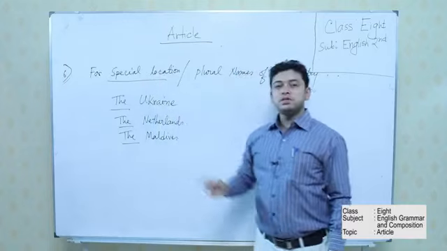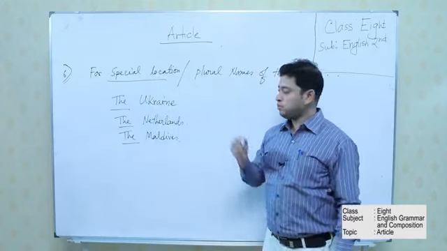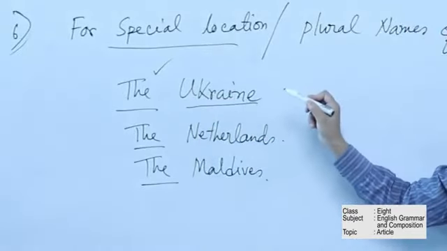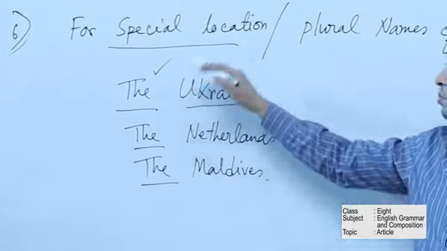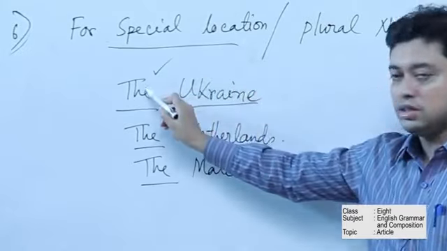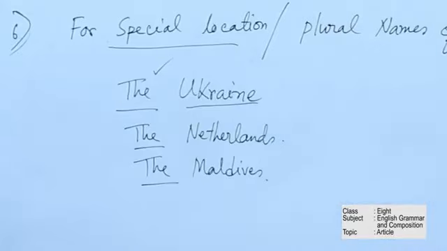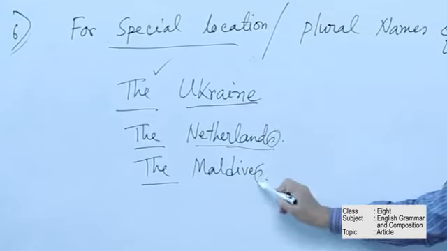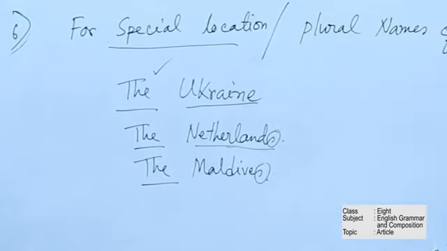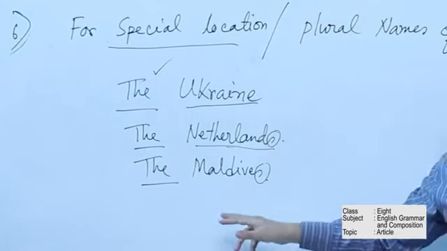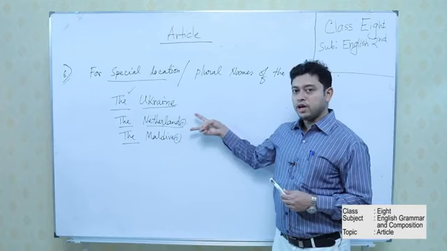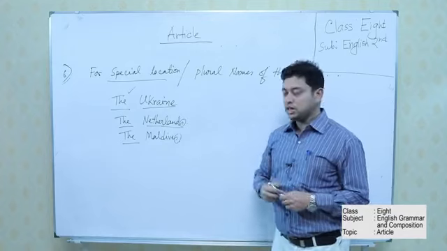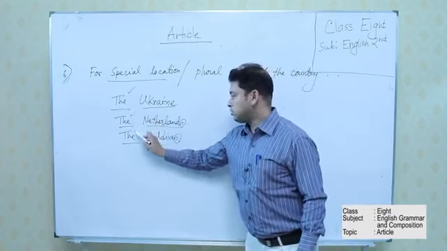For a special geographical location, before the name of any country, we give the, as in the Ukraine. This is the name of a country. For a special reason, for a special geographical location, we are giving the. And plural names of countries: see, Maldives, Netherlands, plural. We cannot say Maldives, wrong. We cannot say Netherlands, wrong. We have to say the Netherlands or the Maldives. So before the name of any country in plural form, we have to give the.